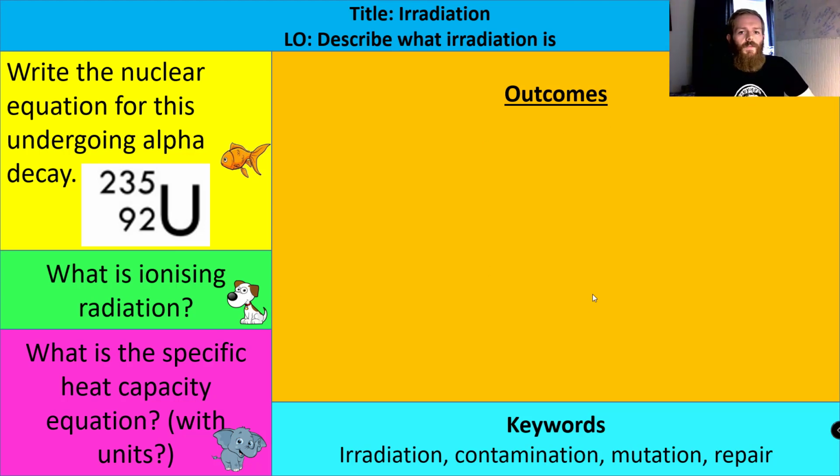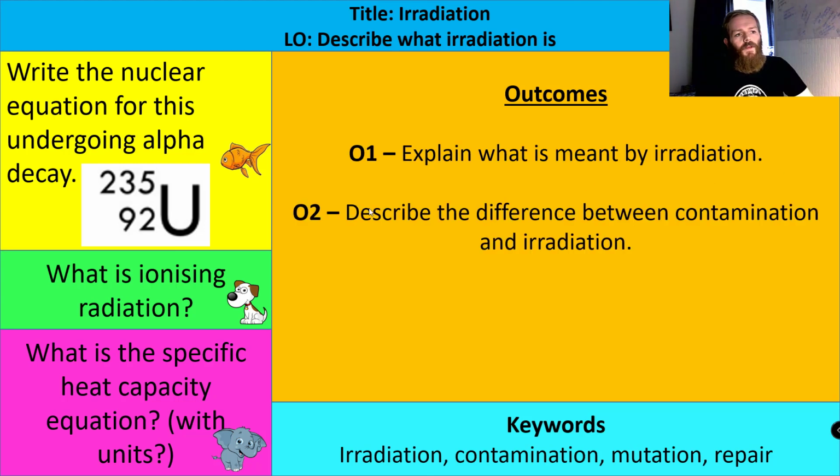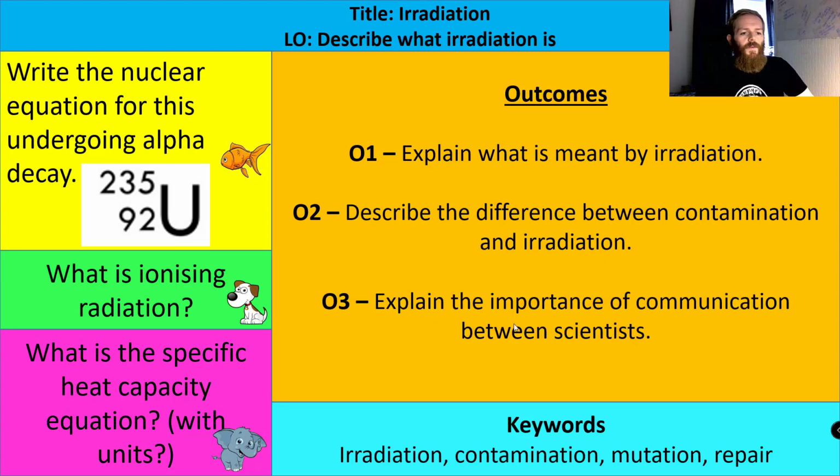So outcomes wise, things I want you to be able to do by the end of this are explain what is meant by irradiation, describe the difference between contamination and irradiation, and then explain the importance of communication between scientists. That's a little bit that's tacked on at the end, but it is important to know anyway. There's some key words: irradiation, contamination, mutation and repair. We've used these two a little bit in a previous lesson, but we're going to do it in more detail today.